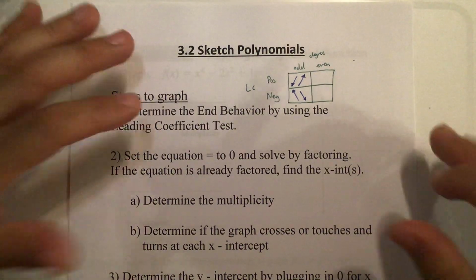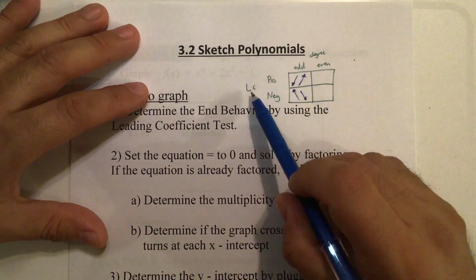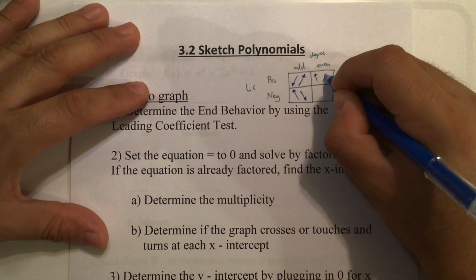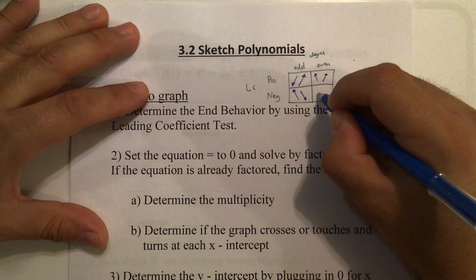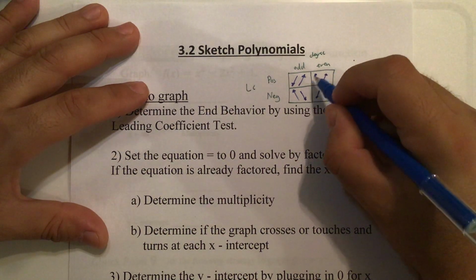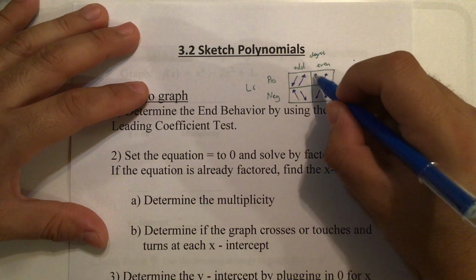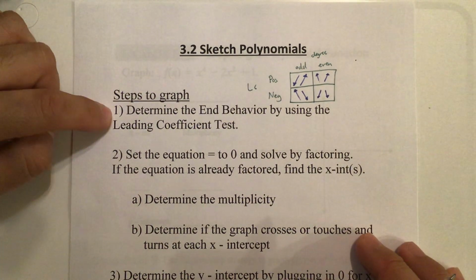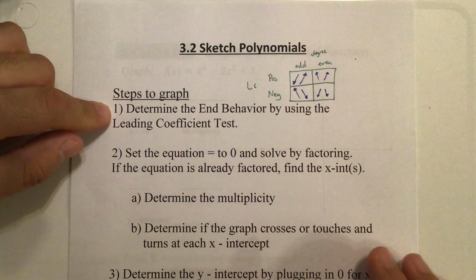For even, we know they both go in the same direction. So even degree, positive leading coefficient, both ends of the graph are going up. If it's negative and even, both ends are going down. So to the left it falls, to the right it falls. And if it's positive leading coefficient and even, to the left it rises, to the right it rises. So that's the leading coefficient test to determine the end behavior.